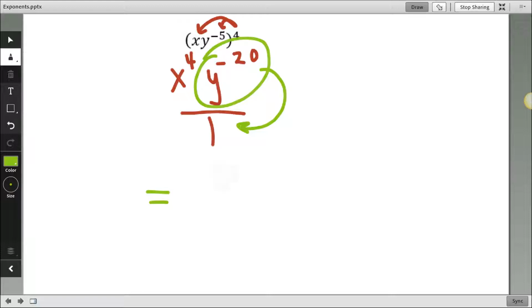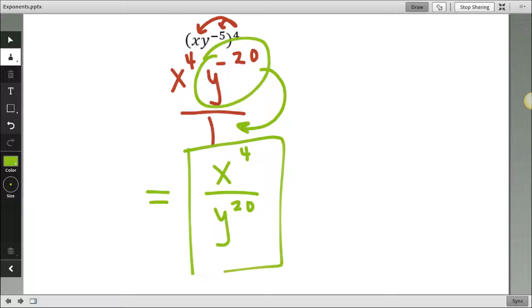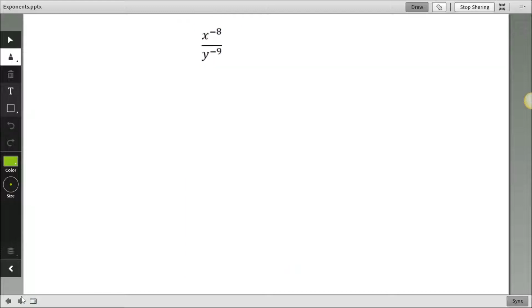So this will be simplified to x to the 4th power over y to the 20th. That's how you apply the negative exponent rule. So make sure you never leave anything with a negative exponent. So let's take a look at the next example. And I think it kind of emphasizes the deal here.